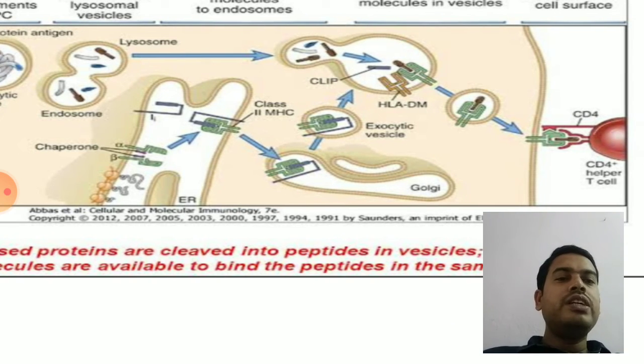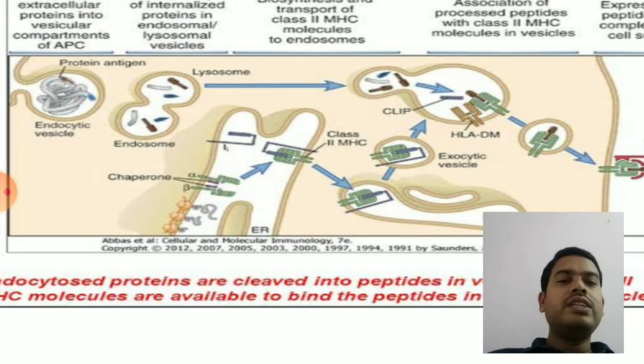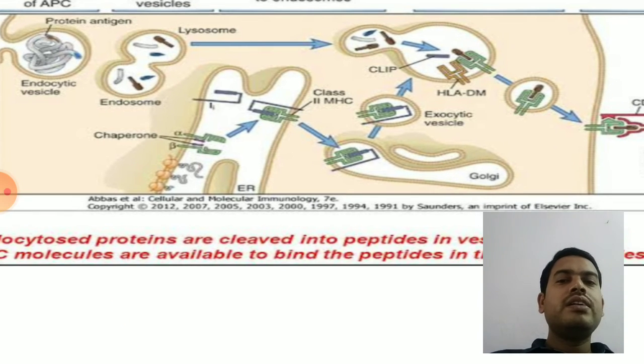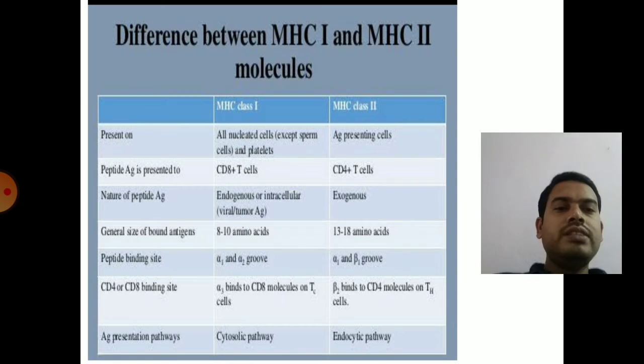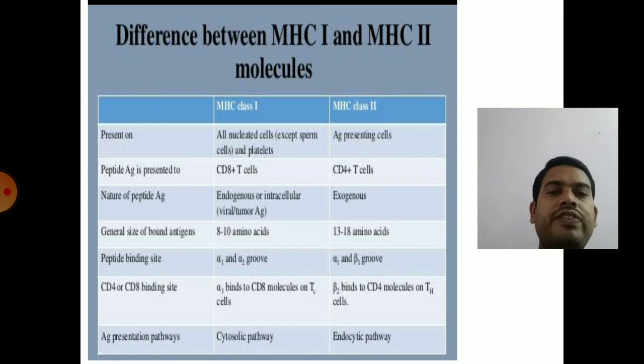antigenic peptide to CD4 receptor containing T helper cells. This is how the exogenous antigens which are engulfed are processed by the endocytic pathway by class 2 MHC molecule and presented to T helper cells. So this is just a difference between class 1 and class 2 MHC molecule.